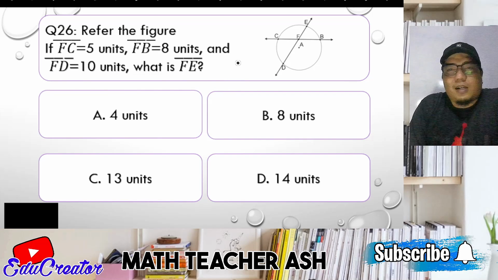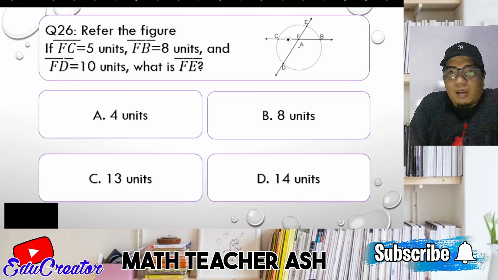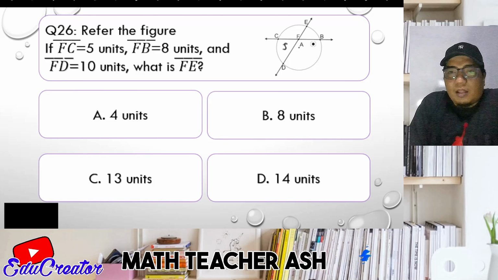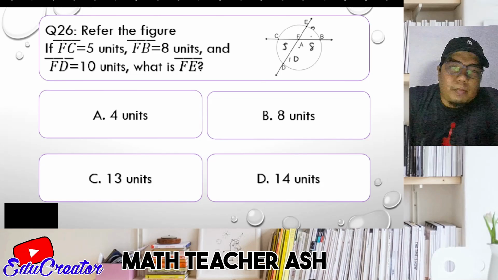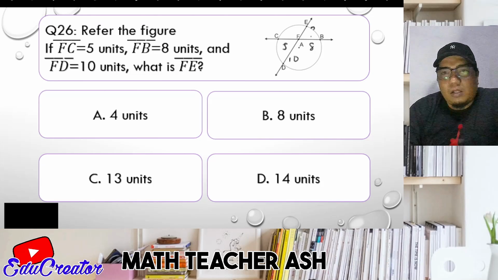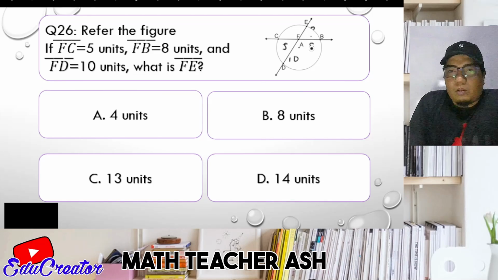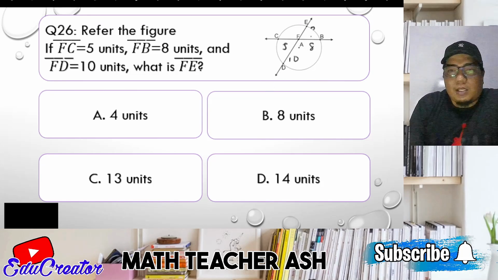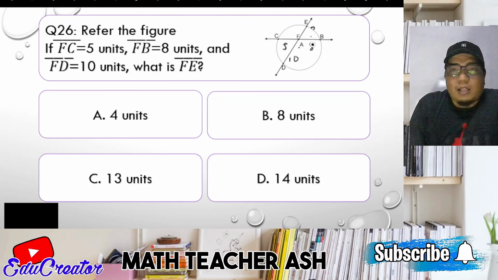Okay, math learners, para sa katanungan na ito, napakadali lang. Kung ito daw, FC is 5, ito naman 8, tapos ito 10, ano daw ito? Okay, so remember this, my dear math learners, that in a circle, when two chords intersect with each other, the product of the two divided chords, yung itong nahati, the product nito, at saka itong nahati din dito, ay dapat pareho. Okay, so basically, what we will do is we just multiply 5 times 8 and that is 40.